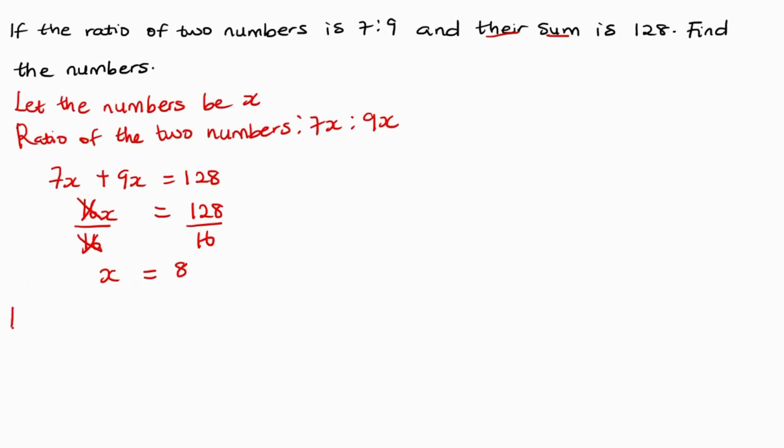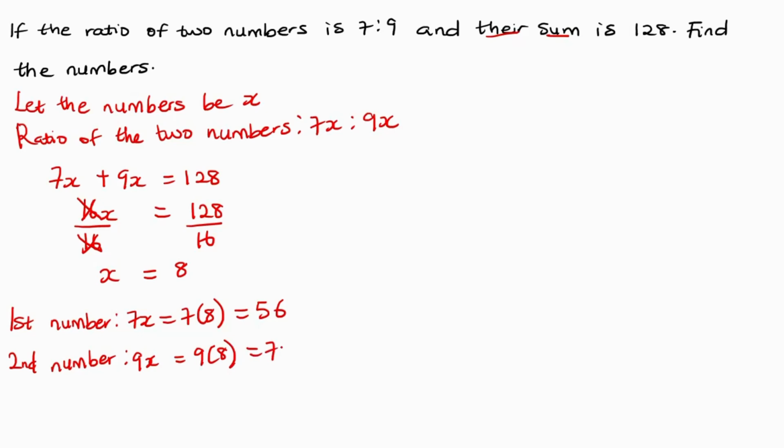So for 7x, let's write this to be the first number, which is 7x is equal to 7 times x, x is 8. So 7 times 8 is going to give us 56. Then for the second number, we have this to be 9x, which is equal to 9 times 8, which is equal to 72. So therefore, the two numbers are 56 and 72, with ratio 7:9. And if you add them together, that is the sum of the two numbers, is going to give us 128.